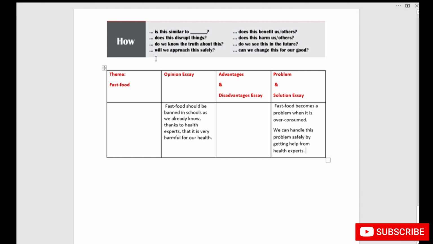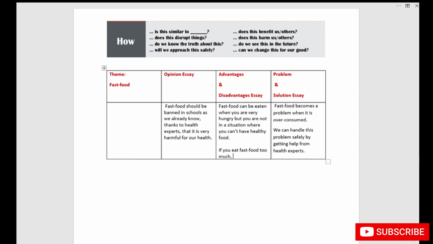And let's look at this question. How does this benefit us or others? Or how does this harm us or others? This can go well with the advantages and disadvantages part. We can say fast food can be eaten when you are very hungry, but you are not in a situation where you can't have healthy food. So it might be an advantage, but how does this harm us or others? So the disadvantage would be, if you eat fast food too much, it will adversely, in other words, negatively, affect your health.